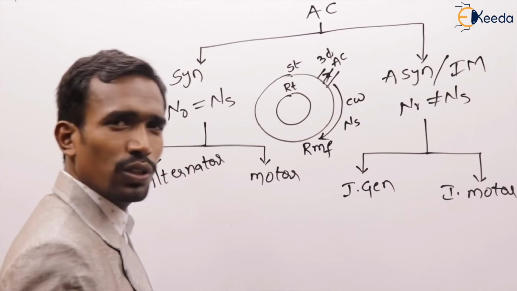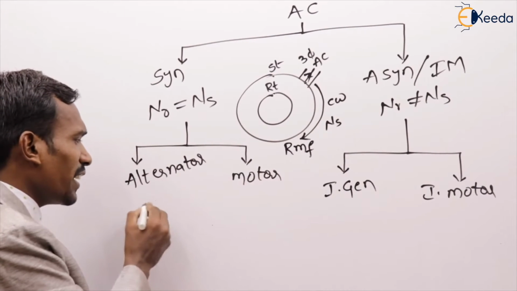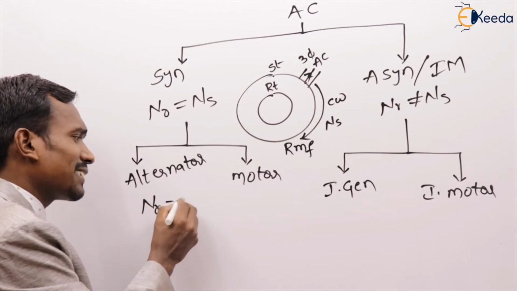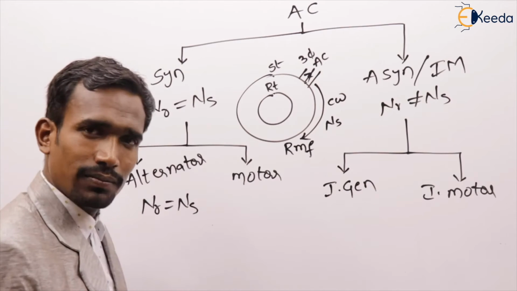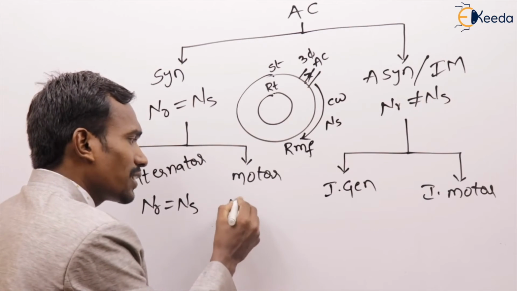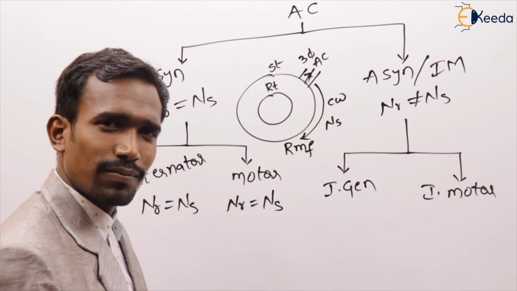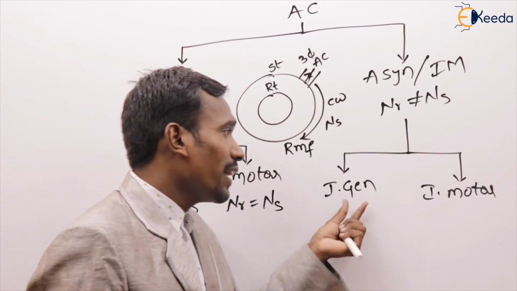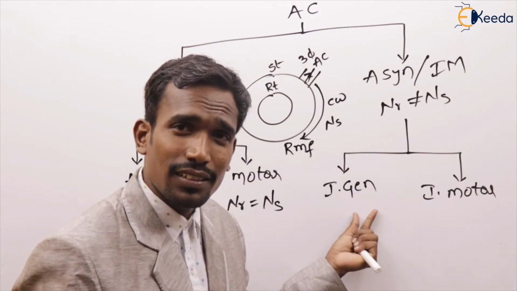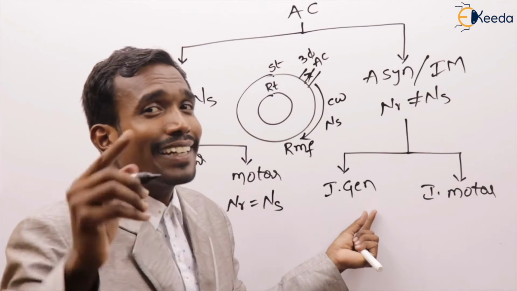Now in the synchronous generator, Nr is exactly equal to Ns. In the synchronous motor, Nr is exactly equal to Ns. Whereas in the induction generator, we know, sir, Nr is not equal to Ns.